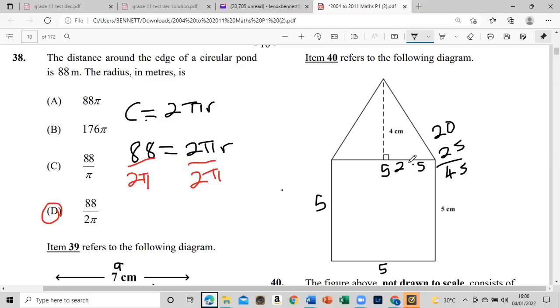4 times that is 8. No. So I give it 2, so this will go to 5. So our answer would be 35.